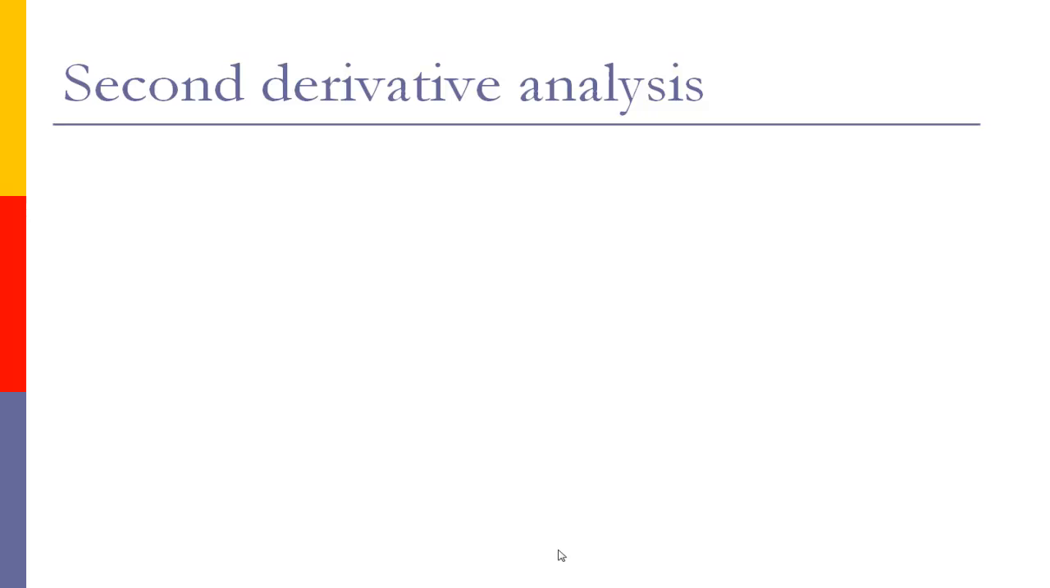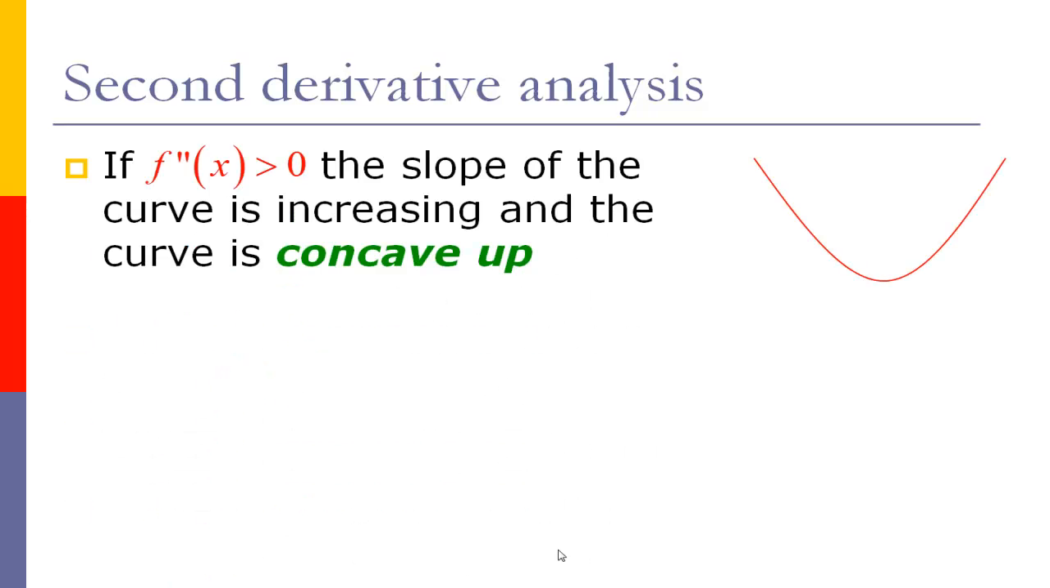Let's have a look now at the second derivative and what it tells us about the function. You're probably going to find big similarities between what I'm going to say now and what I just said about the first derivative analysis, and that's because the method is pretty much the same. The only difference is that we're going to be analyzing in the same way the second derivative, and therefore the conclusions we're going to reach about the graph are going to be a little bit different.